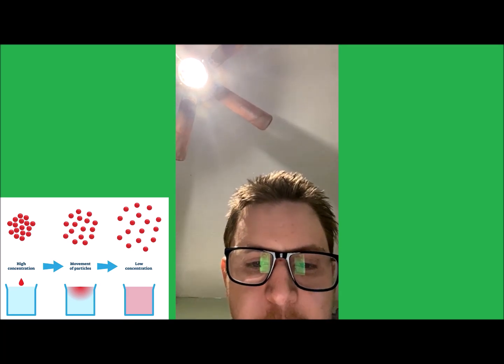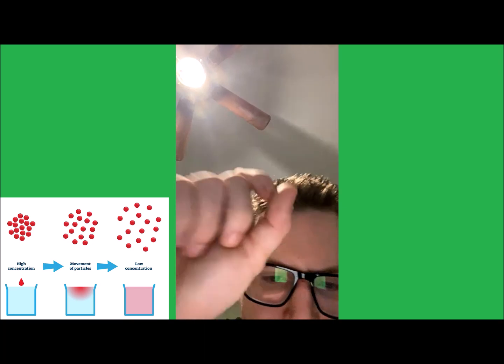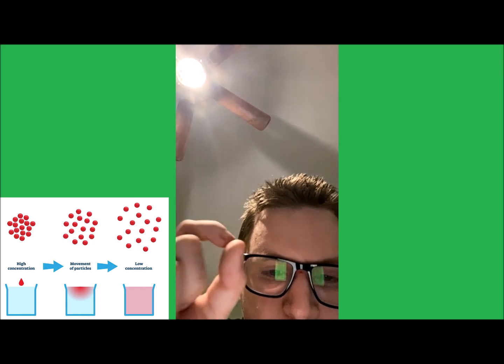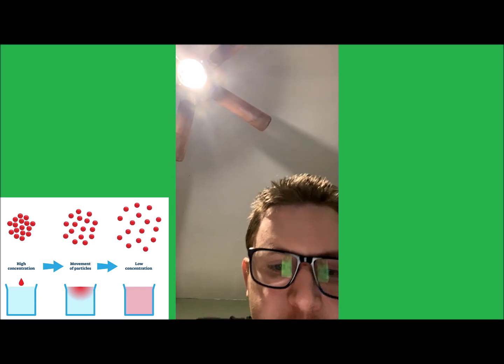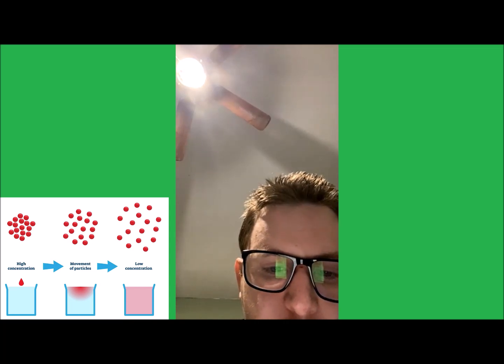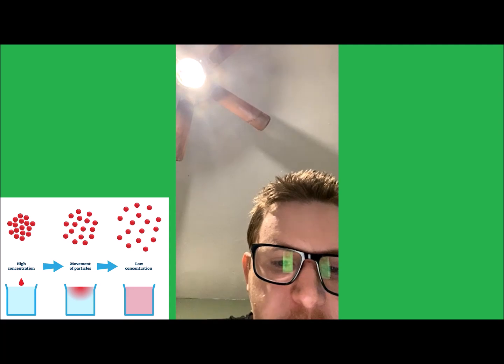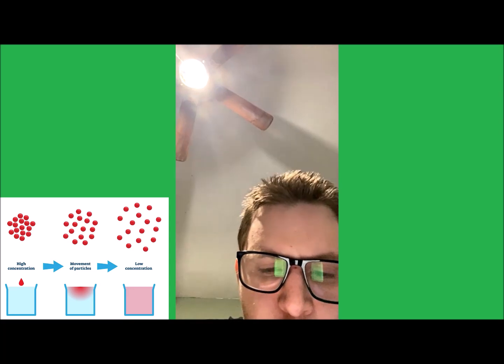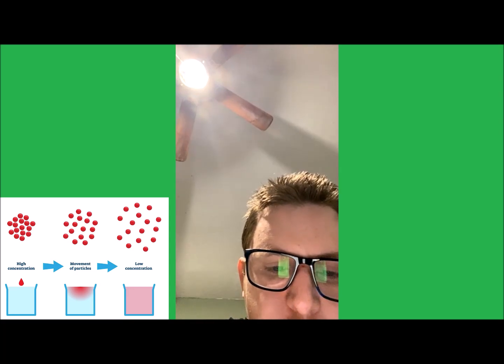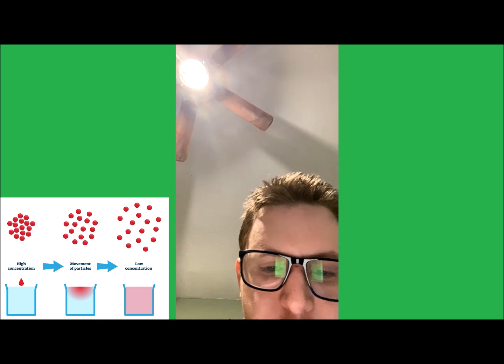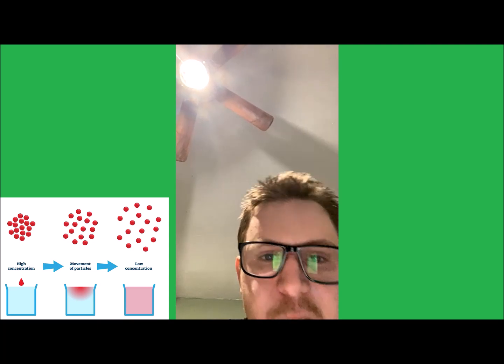Simple diffusion is when tiny particles like the colors in food dye naturally spread out from a place where they are really crowded, high concentration, to a place where there are fewer of them, low concentration. Kind of like when you spray perfume in a room and the smell slowly reaches everywhere.